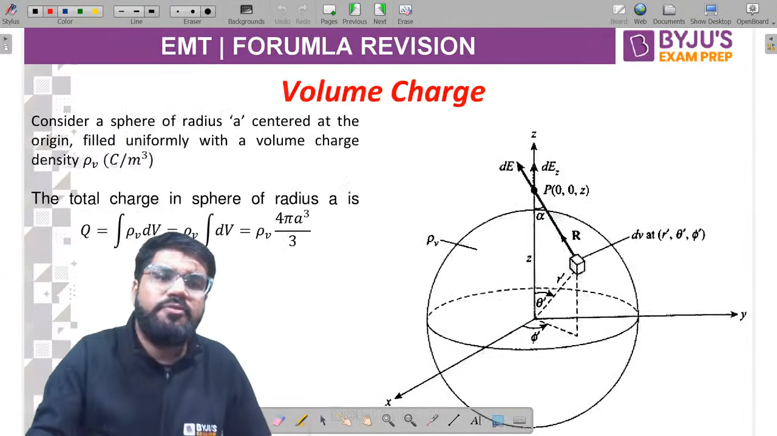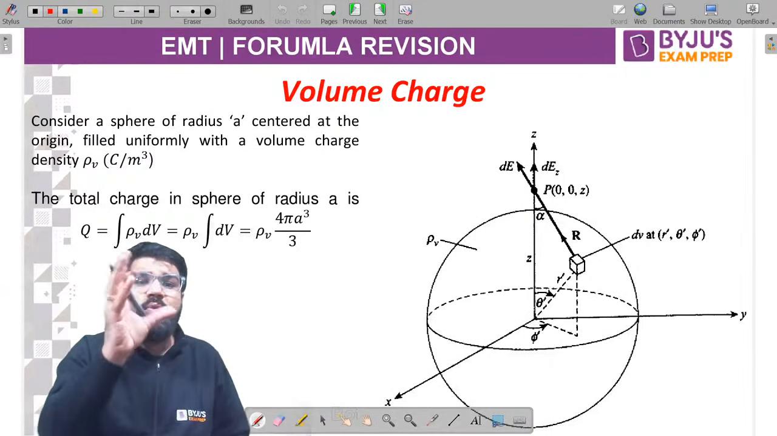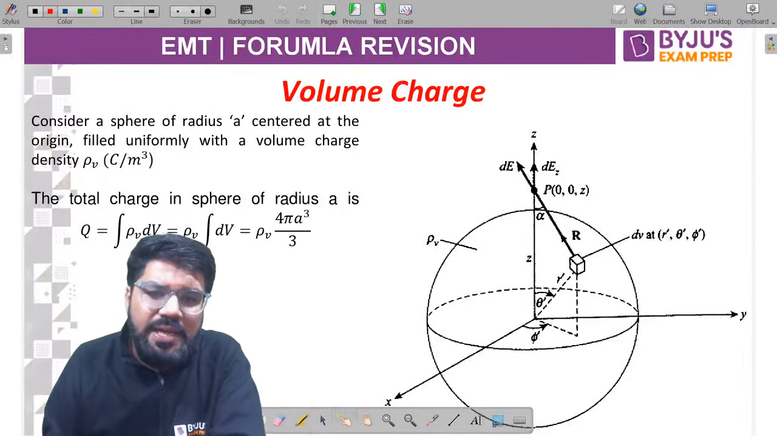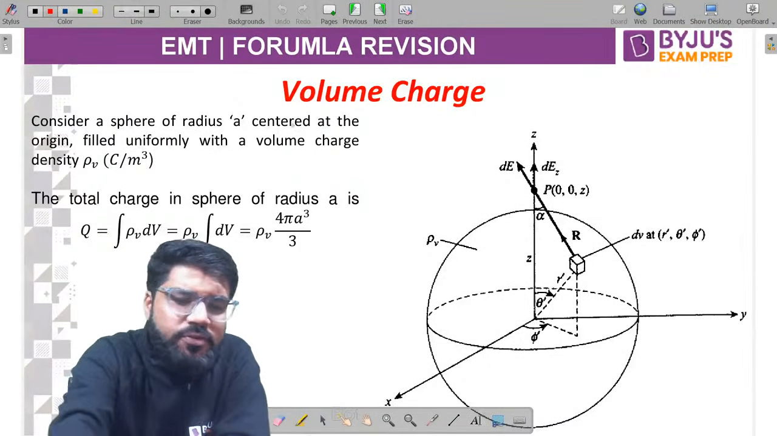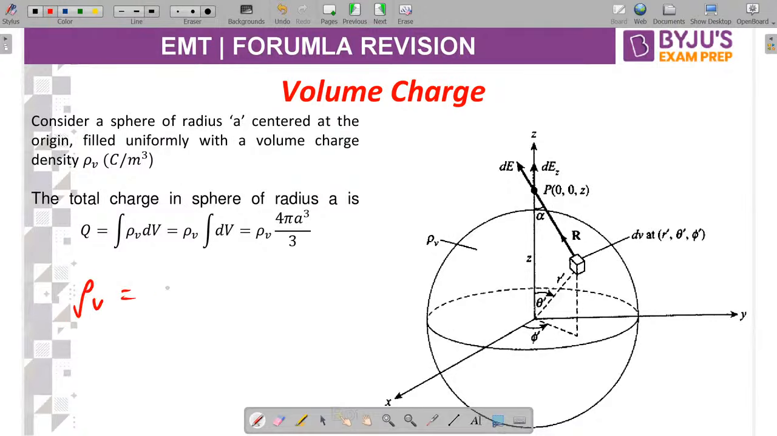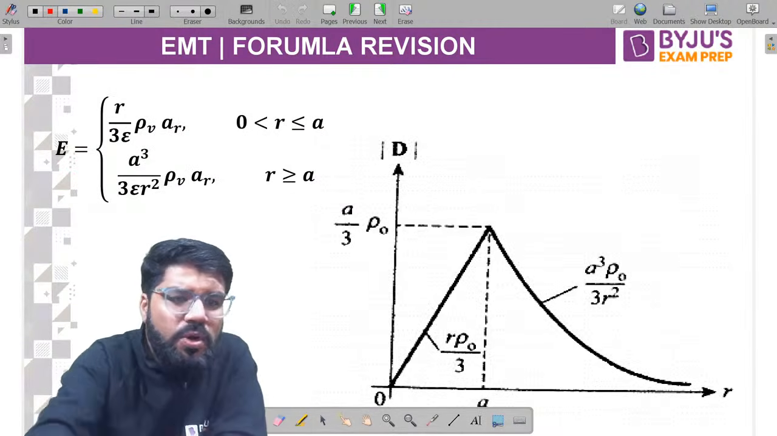The next important formula is with respect to a volume charge, an entire volume, like a spherical ball carrying the charge Q, and we define the volume charge density here as rho V. What is rho V? It is simply given by the total charge Q divided by the volume, charge per unit volume. The volume of the sphere is 4 by 3 pi a cube, where a is the radius considered here. So the total volume is 4 by 3 pi a cube. This is the final formula.